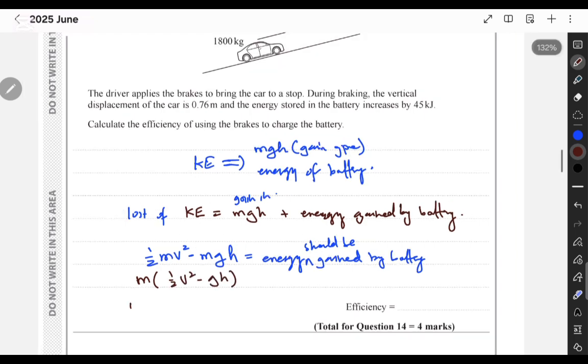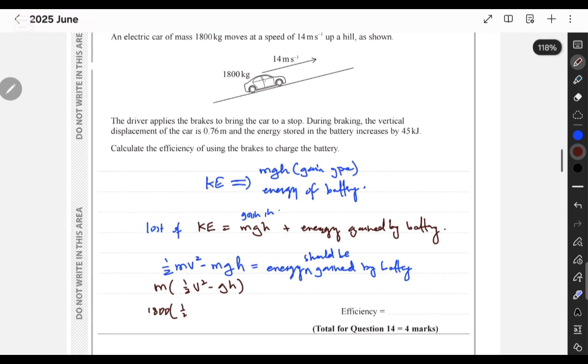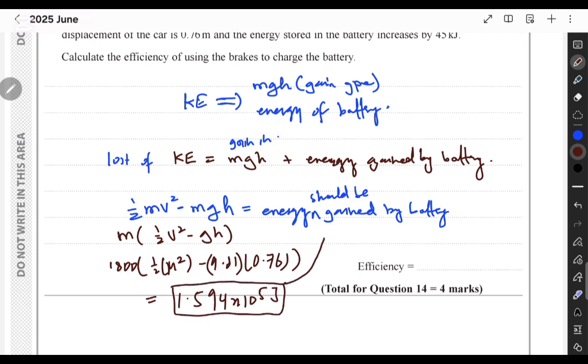So I'm going to do 1800 times half times 40 square minus 9.81 times 0.76. Okay. So that's going to give me 1.594 times 10 to the power 5 joules. So this is the energy that should be received by the battery.